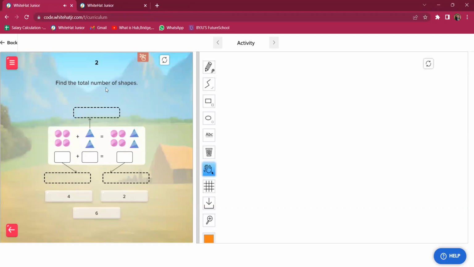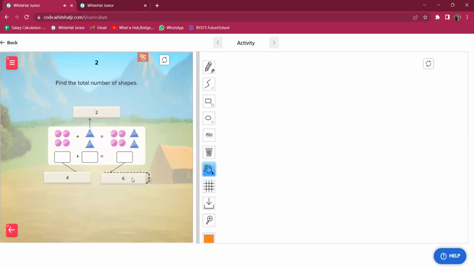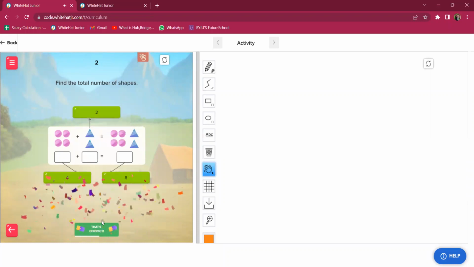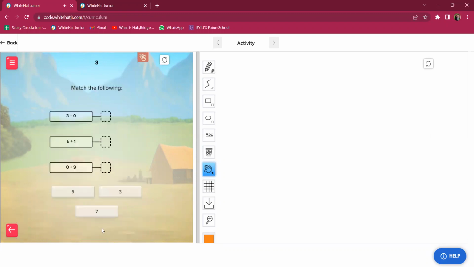So here we have to find the total number of shapes. So here 1, 2, 3, 4, right? We have 4. Here we have 1, 2, right? And here we have 1, 2, 3, 4, 5, 6 all together, right? So we have to write this. So here we have 4, here we have 2, and here we have 6. So we'll write and check our answers and move ahead to the next question.